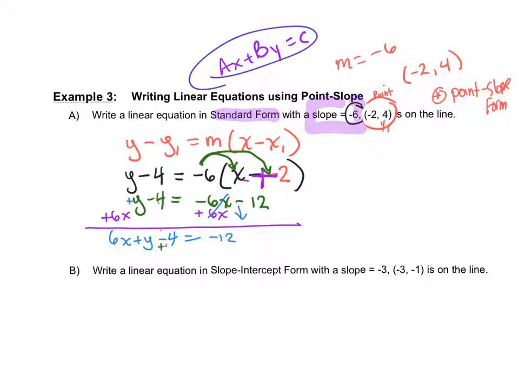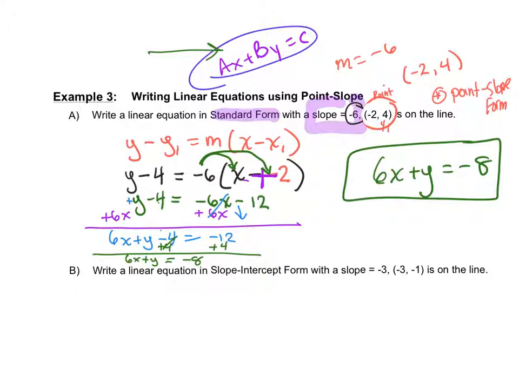Then you're going to add 4 to both sides because you want it in standard form, remember? And you get 6x plus y is equal to negative 8. That is the equation in standard form, given a point and slope.